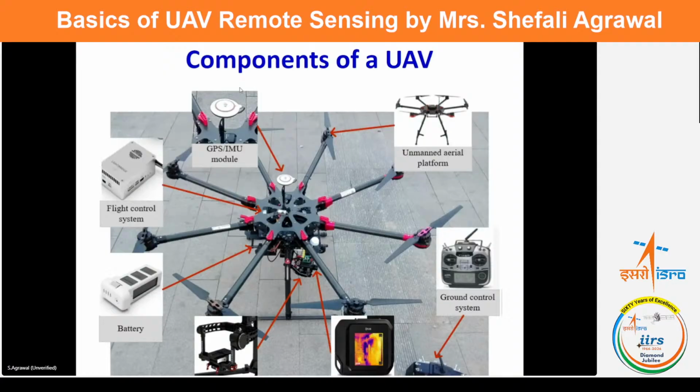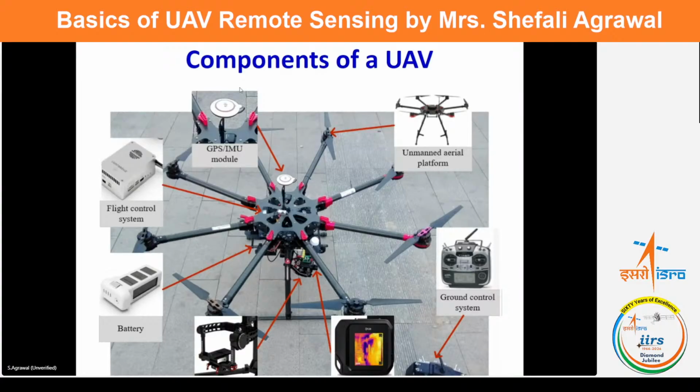These are the key components. What does it consist of? A frame, a motor, a propeller, right? The electronics: speed controller, flight controller, battery, transmitter, a receiver, GPS, and an IMU, sensors, and a gimbal, and of course a ground control system.